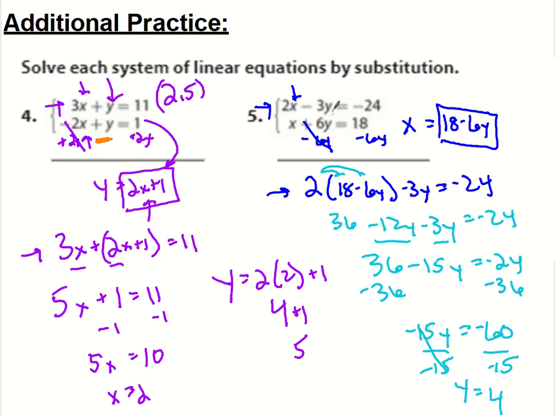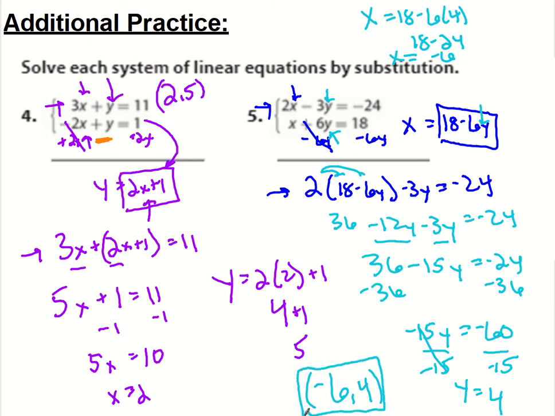So now I have to plug in that y is equal to 4. I can plug it into this one, or this one. Let's plug it in here because it looks like the least amount of math. x equals 18 minus 6 times 4. That's 18 minus 24, which is negative 6. So my final solution is negative 6 and 4. And I'm done.